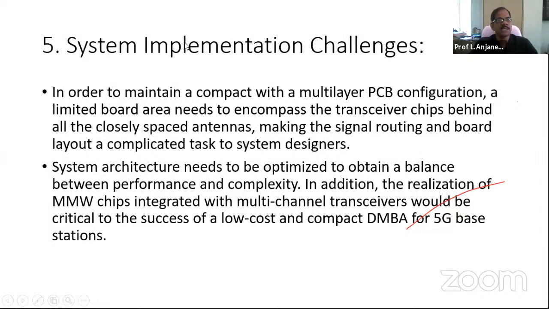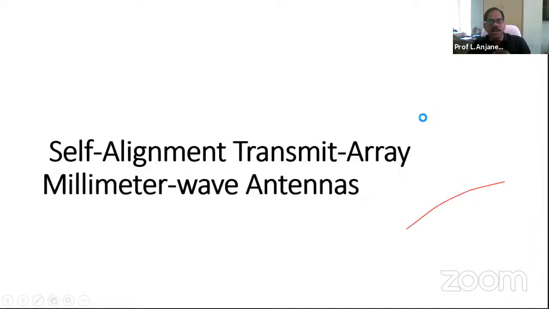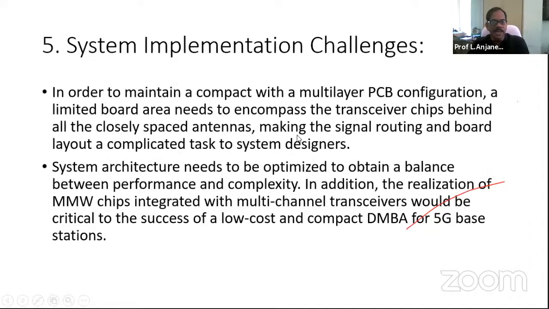And the fifth challenge is the system implementation challenge. Finally, to implement, we need a very compact, multi-layer PCB. Just now I showed you three designs of multi-layer PCB. Multi-layer PCB configurations are difficult to implement. So there is a challenge because a lot of precision is required, since you are talking about micrometer level. Limited board area, because you want the device to be very small and you need to encompass all the transceiver chips into the design, and very closely spaced antennas make signal routing difficult.